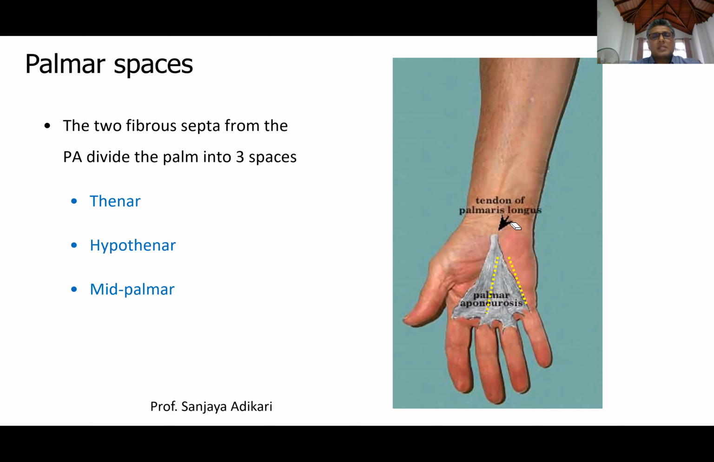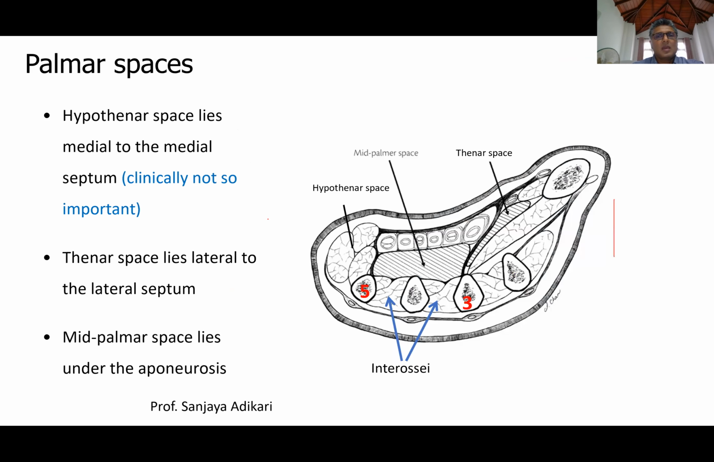So the two fibrous septa, medial and lateral fibrous septa, divide the palm into three spaces. Lateral to the lateral septum, you get the thenar space. Medial to the medial septum, you get the hypothenar space, and between the two septa, you get the mid-palmar space. Okay, mid-palmar space. So lateral to the lateral septum, which is this one, you get the thenar space. Then medial to the medial septum, you get the hypothenar space. Then in between the two septa, you get the mid-palmar space.